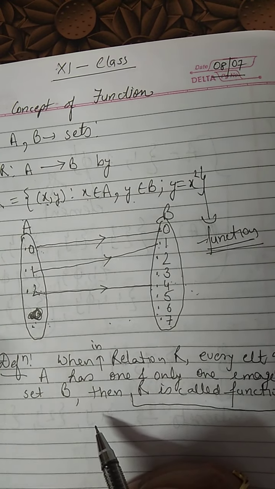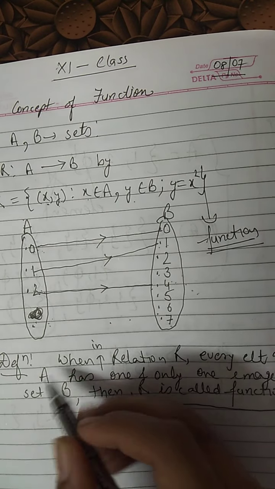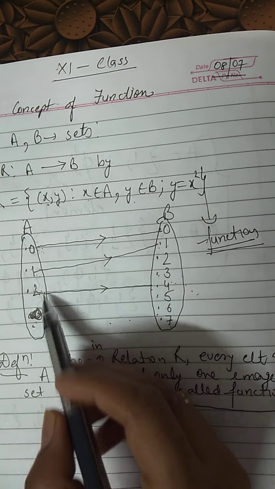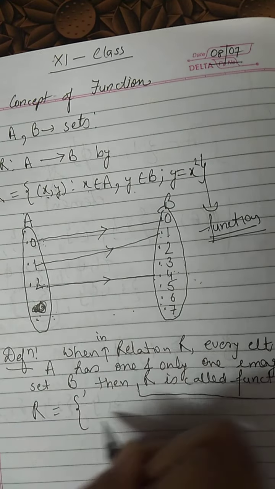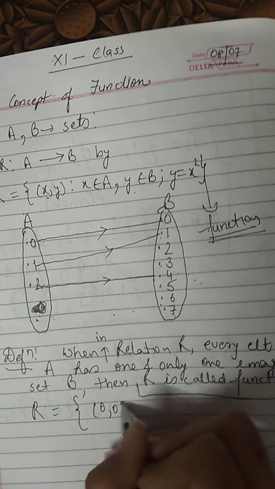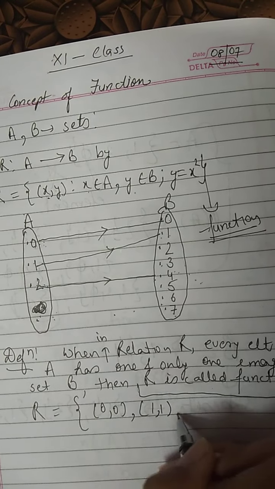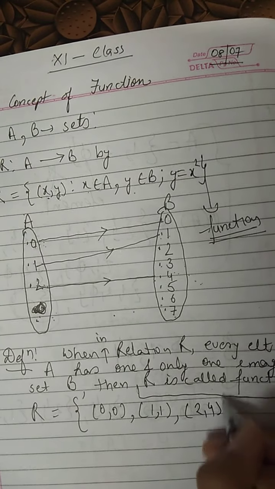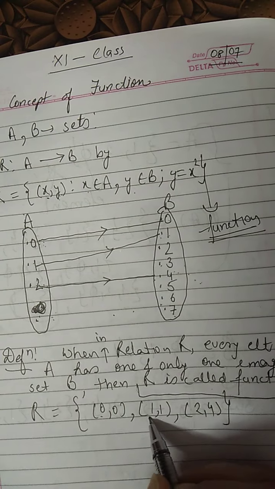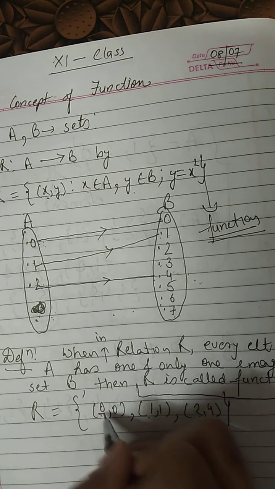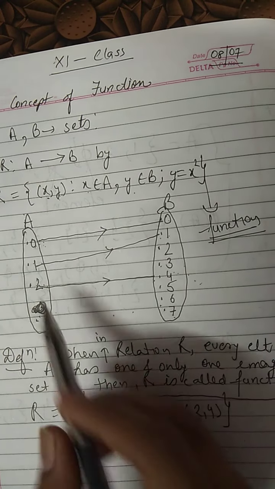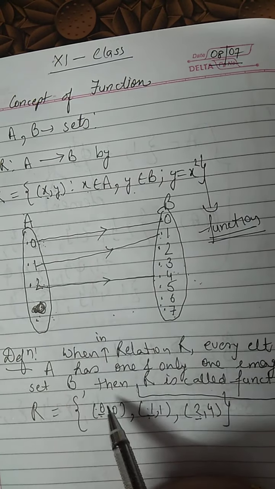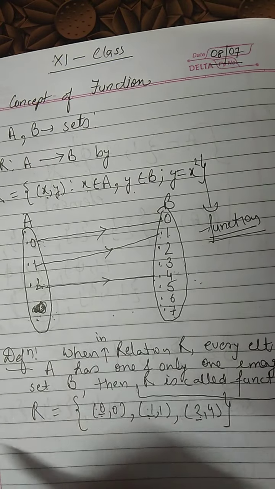And now, if you remember, in the relation, the collection of the first elements of the ordered pairs. If I write down this relation in roster form, I will have (0, 0), (1, 1) and (2, 4). 0, 1, 2, that means the first element of every ordered pair. 0, 1, 2. Here also 0, 1, 2. Only these three elements are present in the set A.